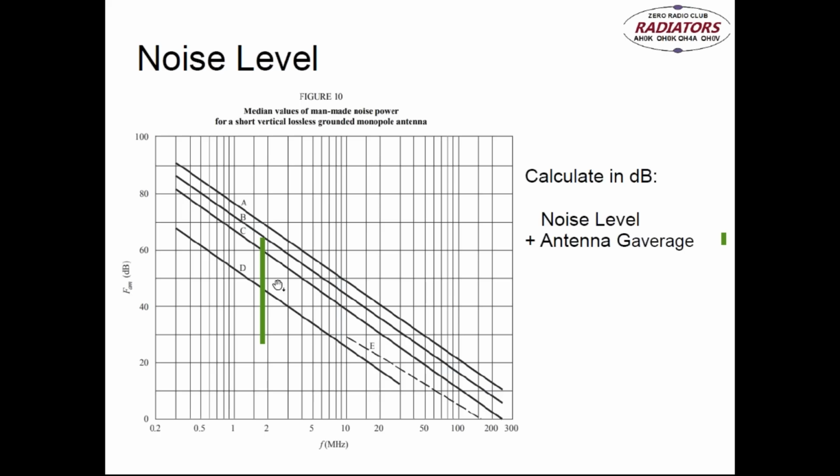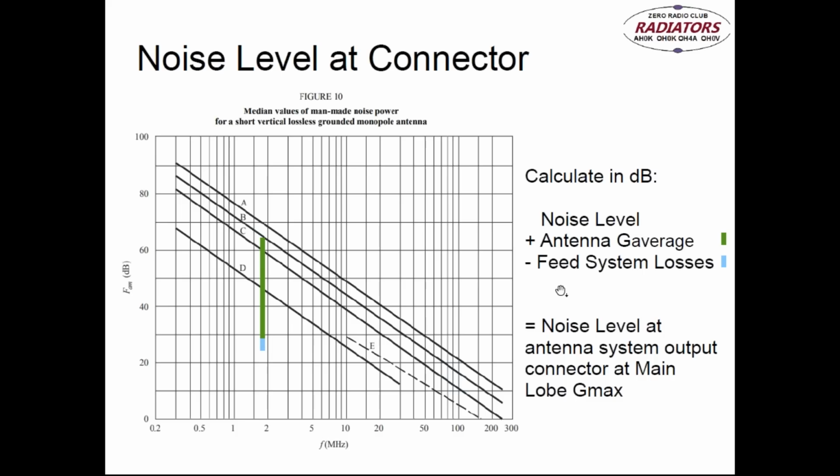So let's calculate. Let's see how this builds up. So we are calculating in decibels for the residential area. We have there the noise level, and then we are taking the gain average of the antenna and we are adding it. But as the gain is negative, it builds downwards. Then we subtract the feed system losses, a couple of decibels, and this gives us the noise level at the antenna system output connector at the main lobe maximum point. But then we want to hear the -3 dB points, and we subtract another 3 dB. So now in this graph, we are reaching like 20 decibels of noise, and we started with the 64. So there has been more than 40 decibels of loss.